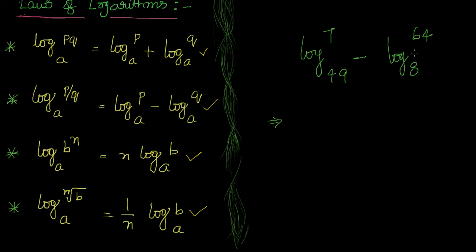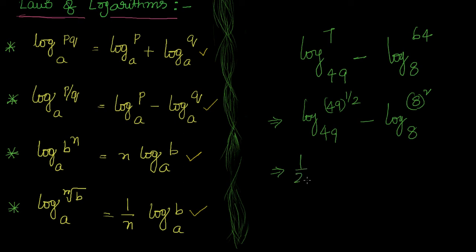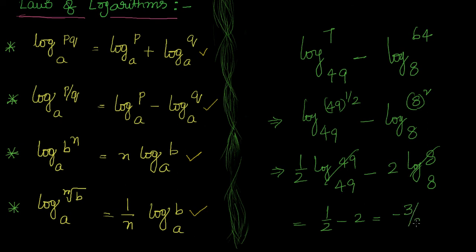So if I can relate base and exponent somehow, I can use one of these methods, right? So what I will do, log of 49, this I can write as 49 to the power of half, that's nothing but 7, minus log of 8, and this I can write as 8 square. Now this is nothing but half into log 49 to the base 49 minus 2 into log 8 to the base 8. This is 1, this is 1. That becomes half minus 2. That's equal to minus 3 by 2.